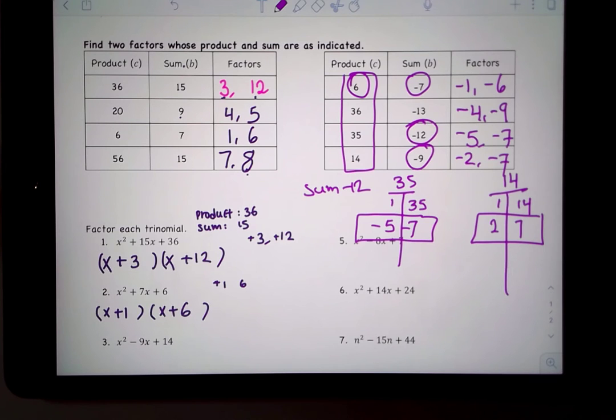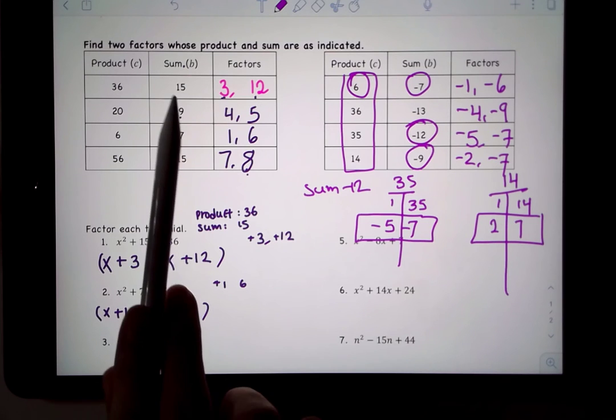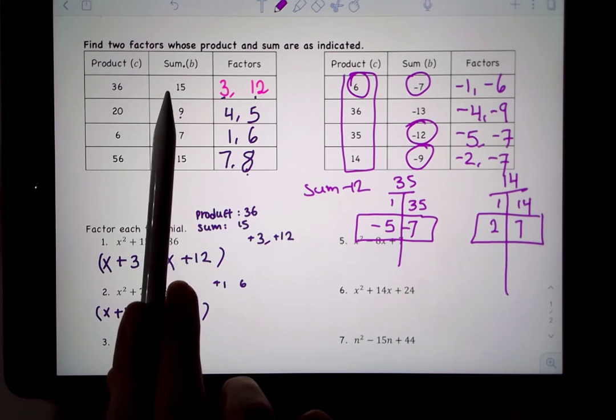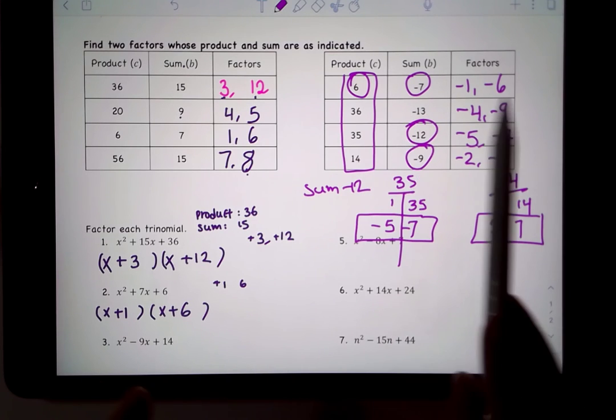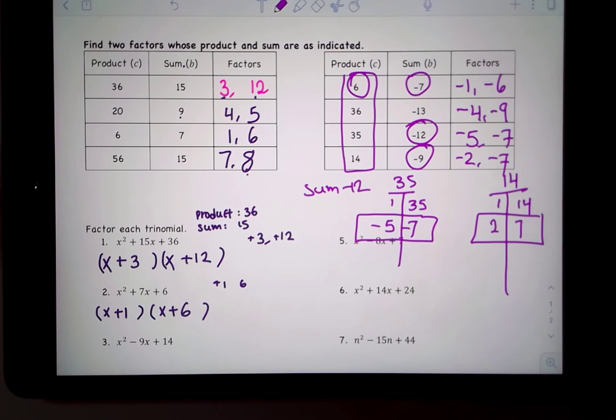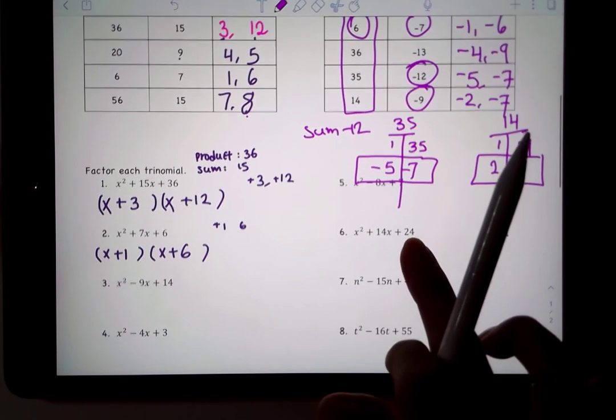So today we're focusing on when C is positive, all right? So we're getting the sum. When you add two numbers, what is your B? And B could be positive or negative. If B is positive, both of them are positive. If B is negative, then both of them are negative, all right? And then let's factor the numbers.